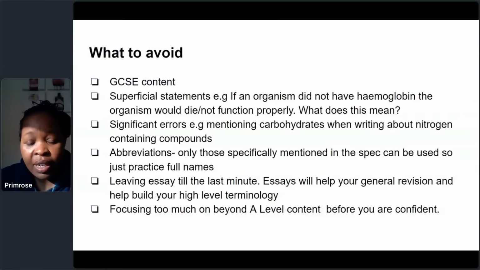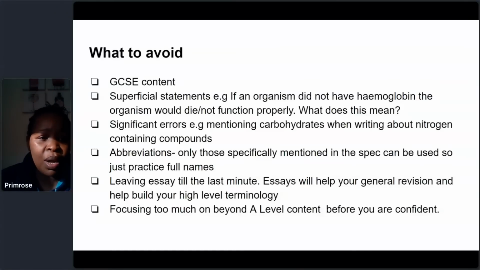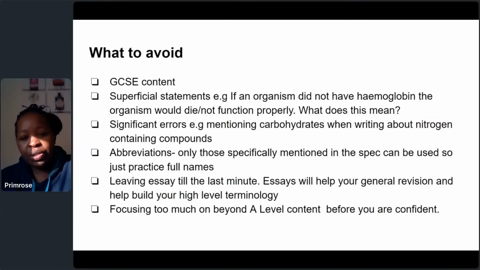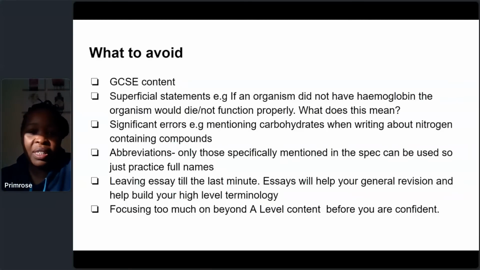And then some people may be thinking, oh, I want to get an A star, so therefore I want an extended abstract answer. Well, if you focus too much on beyond A level, before you're confident, you end up missing a lot of marks on the basics. So make sure you're confident first in core content and then look at how you can extend that as well. Don't rush too much to go beyond A level.